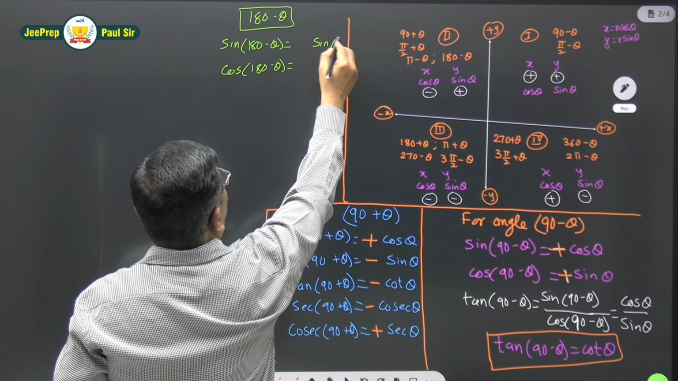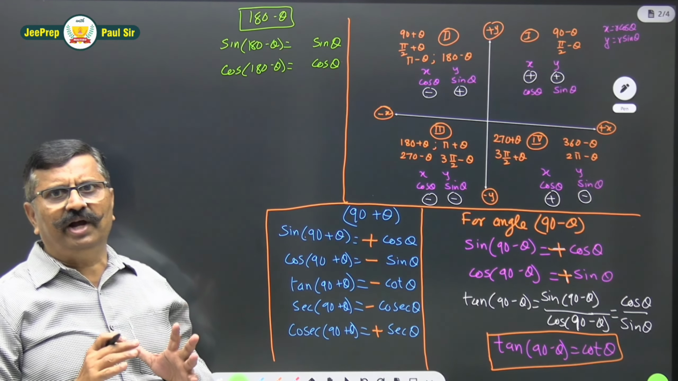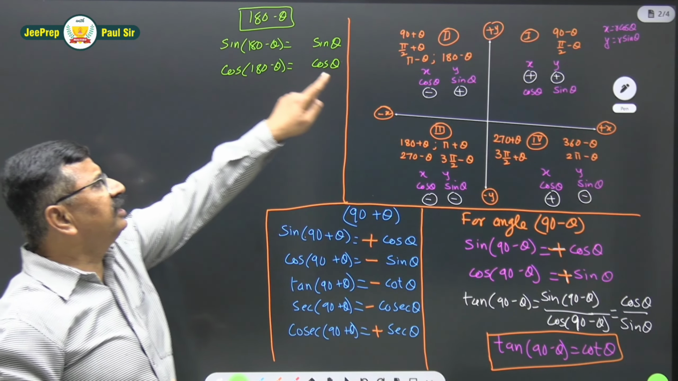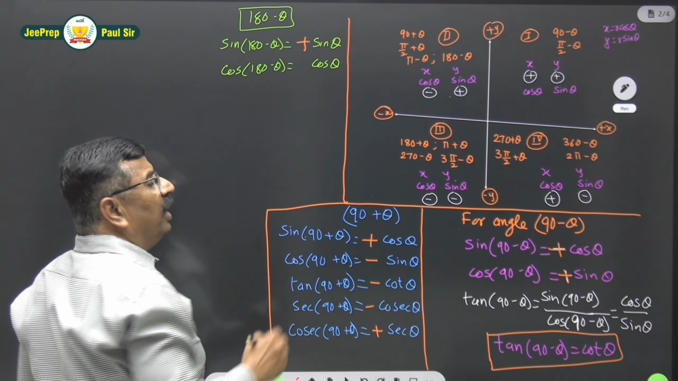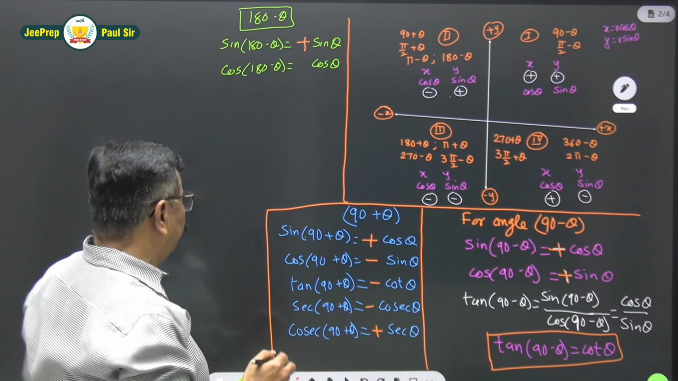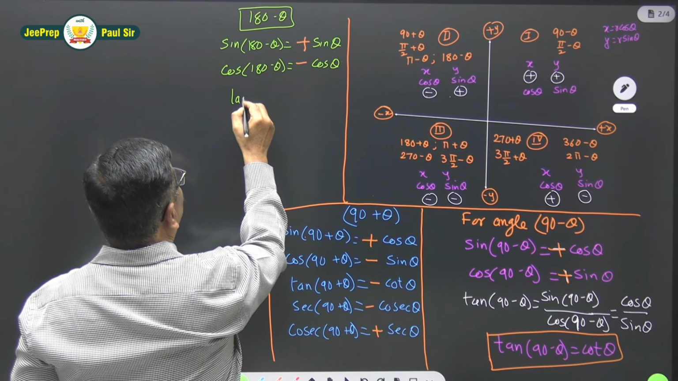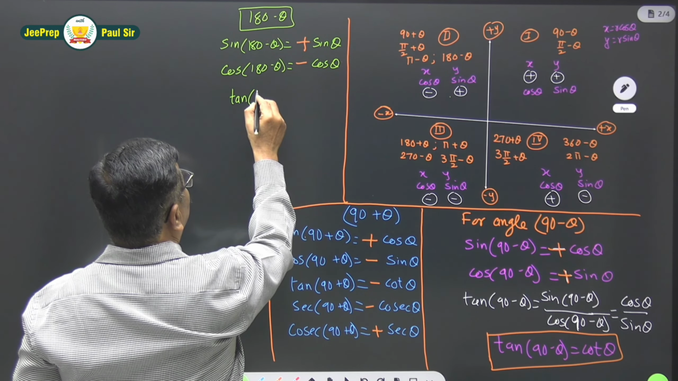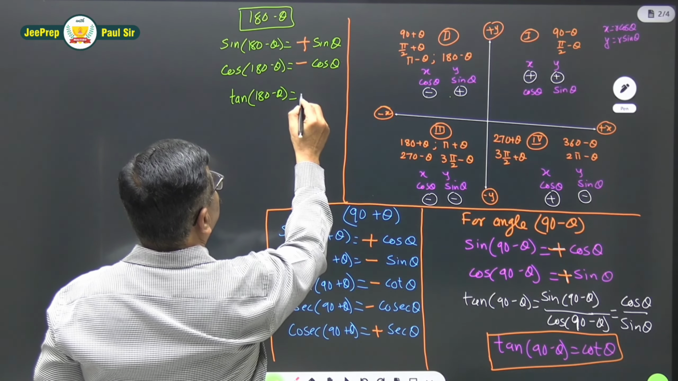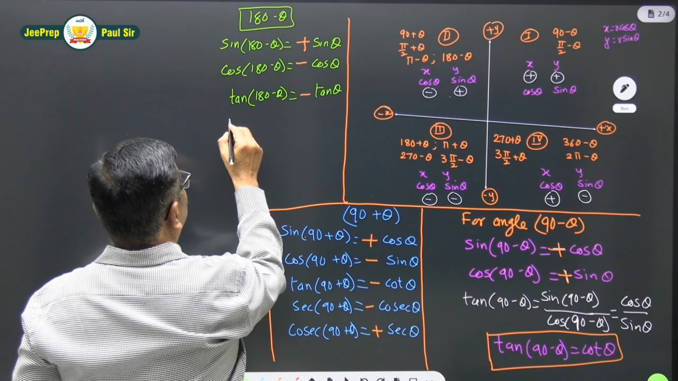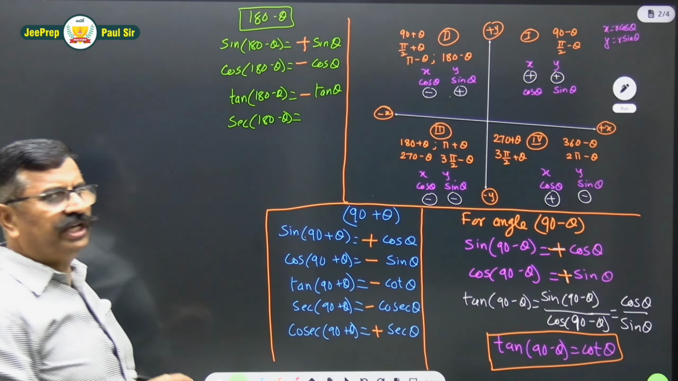So therefore, sine 180 minus theta remains as sine, and cos will remain as cos. Now we have to check whether the sign is plus or minus. Sine in the second quadrant is positive, so this will be positive. And cos in the second quadrant is negative, so this will be negative. Same way, you can find the other trigonometric functions for these allied angles. Tan 180 minus theta is minus tan theta. Then sec 180 minus theta is equal to sec, which remains as sec.